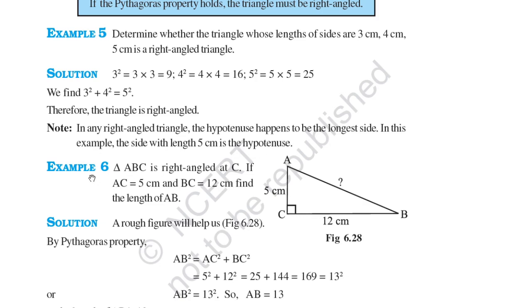Example number 6. Triangle ABC is a right angle triangle at C. So you can see it's a right angle at C. If AC is equal to 5 and BC is equal to 12, then find the length of AB. AB square is equal to AC square plus BC square. So 5 square plus 12 square is equal to 169. So it is 13 square. So the squares get cancelled and AB is equal to 13. So the length of AB is 13.